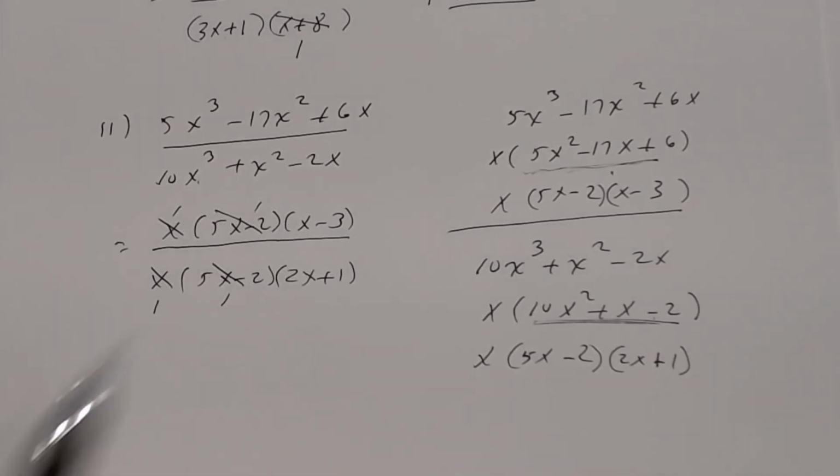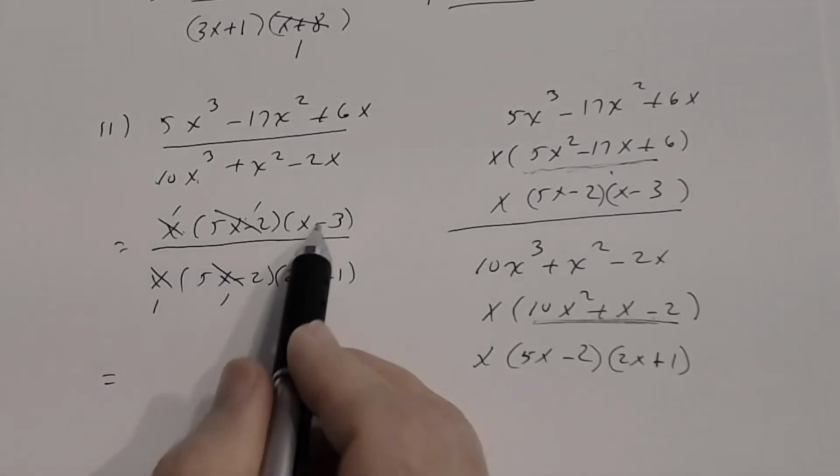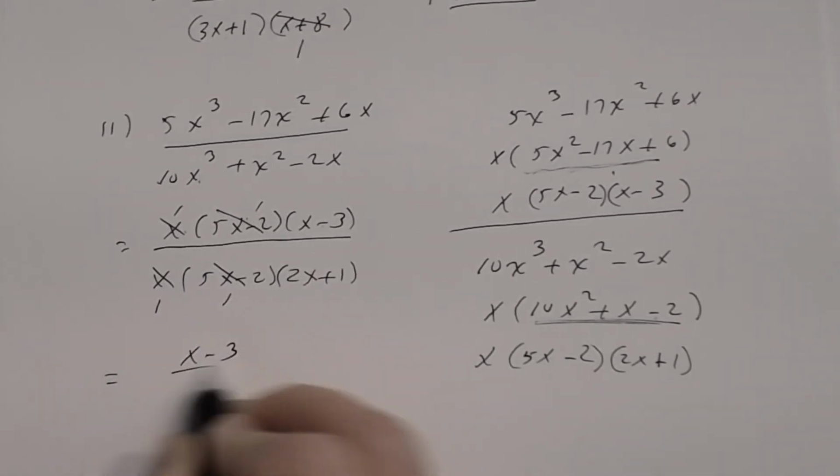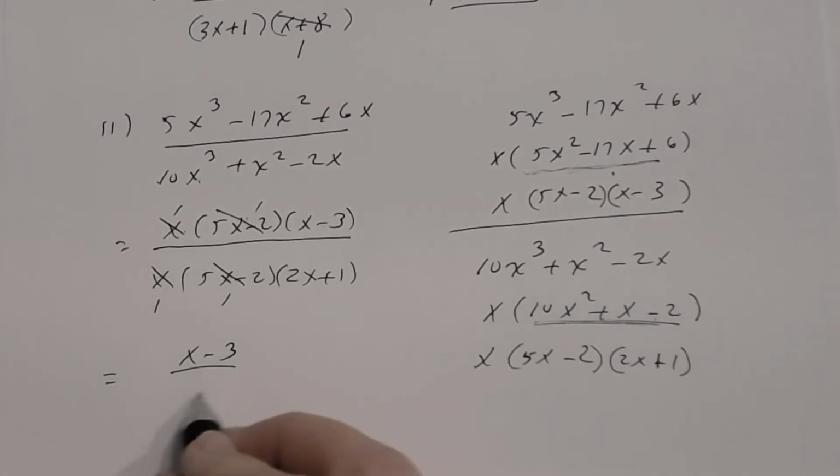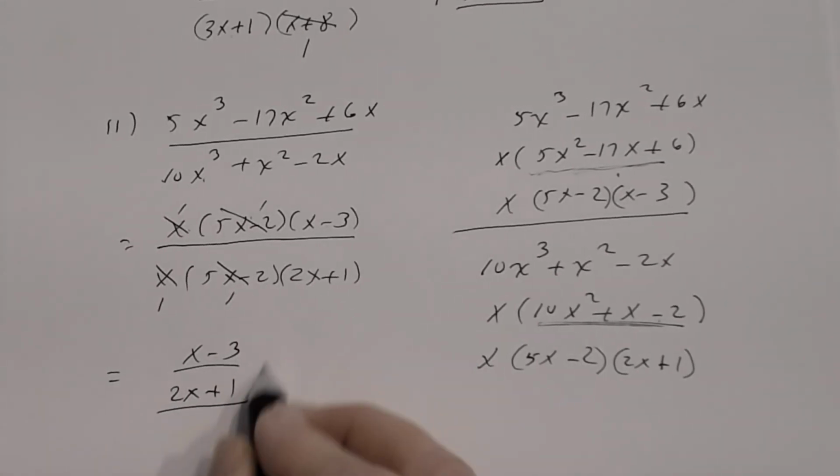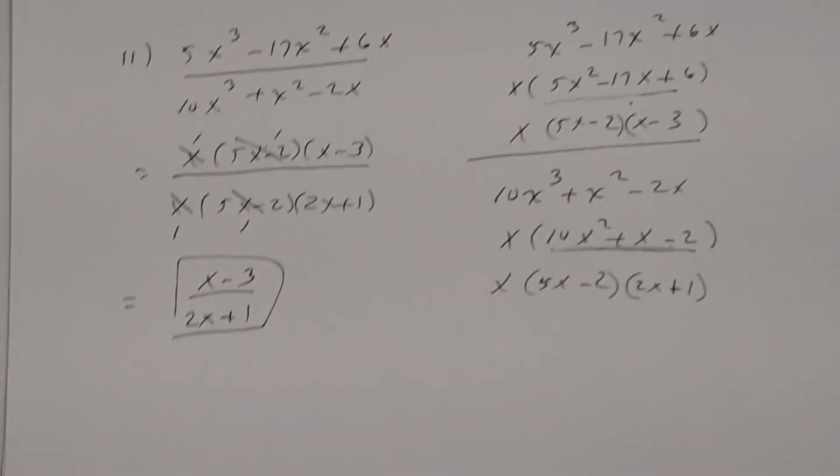The next factor you see is an x minus 3. Do you see an x minus 3 in the denominator? Nope. So you're done. So 1 times x minus 3 is x minus 3. 1 times 2x plus 1 is 2x plus 1. So that's your answer. Okay?